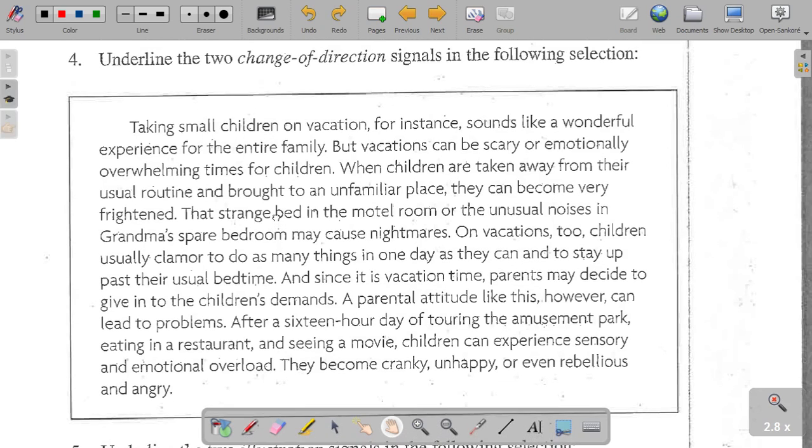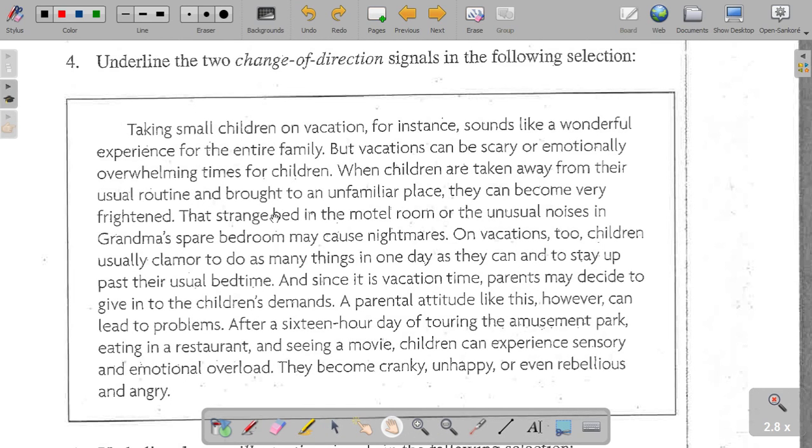And since it is vacation time, parents may decide to give in to their children's demands. A parental attitude like this, however, can lead to problems. After a 16-hour day of touring the amusement park, eating at a restaurant, and seeing a movie, children can experience sensory and emotional overload. They become cranky, unhappy, or even rebellious and angry.